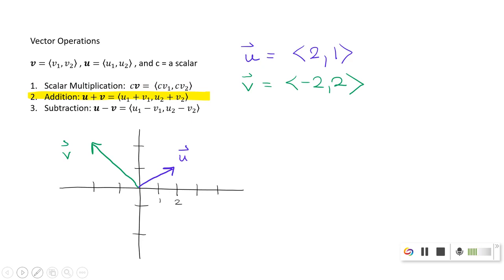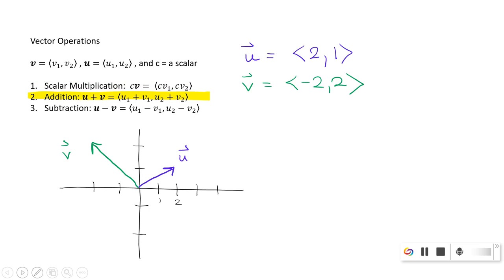All right, what about addition? The thing I have highlighted, vector addition, u plus v, that formula is basically saying if we want to add two vectors, we just add their components together. So we add the x components, the horizontal components, and then we add the vertical components together.